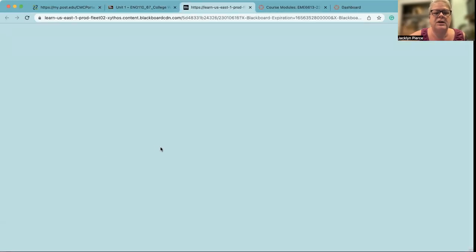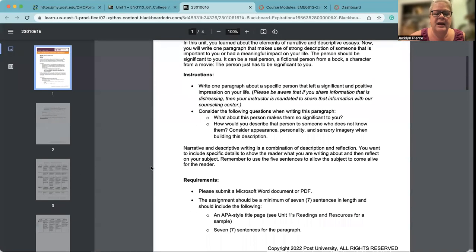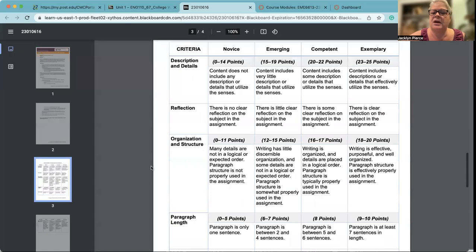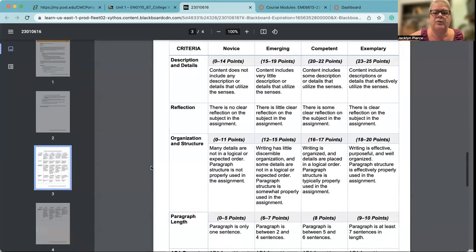All right, so Unit 1 assignment, we click on it. Again, we have a nice handout, got all the instructions on it and the rubric.